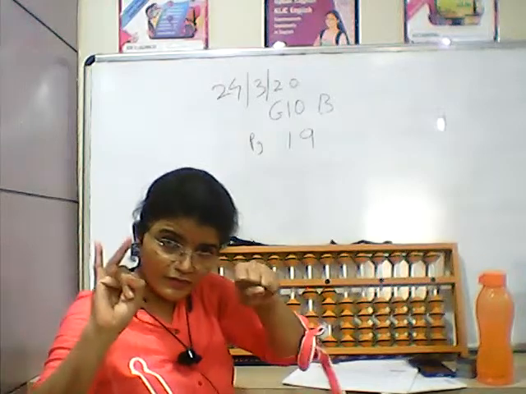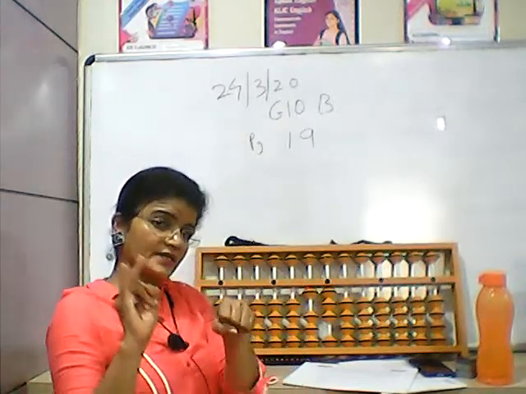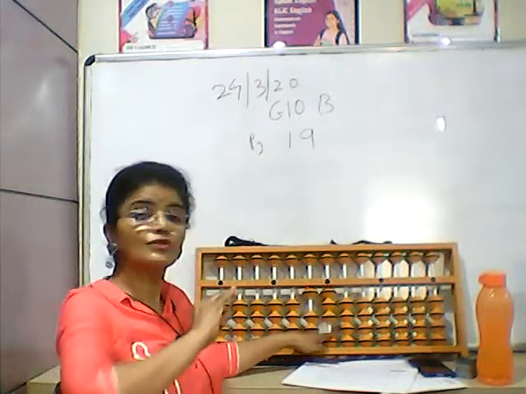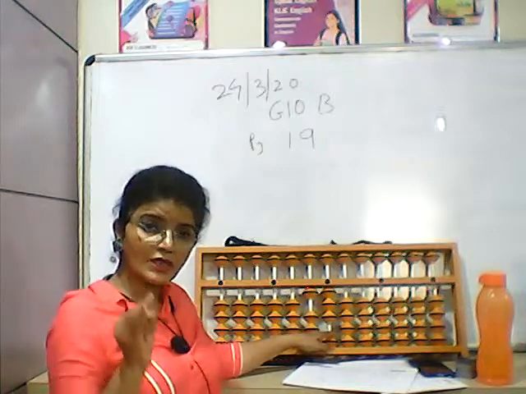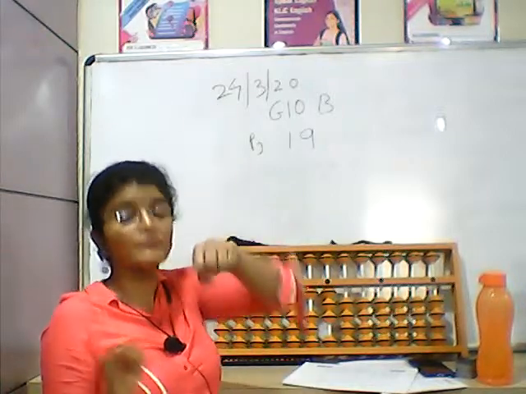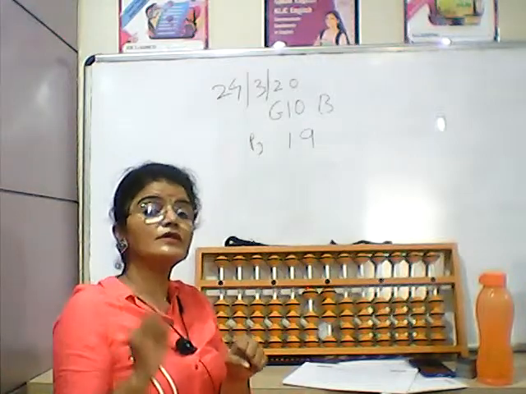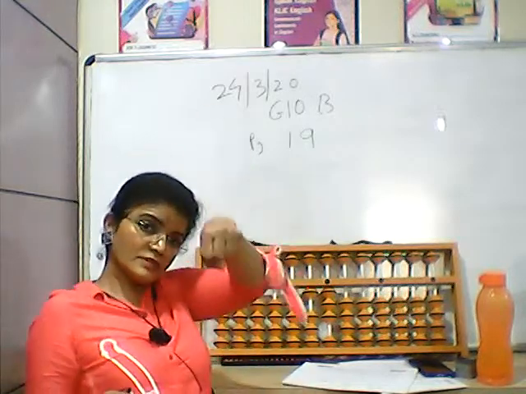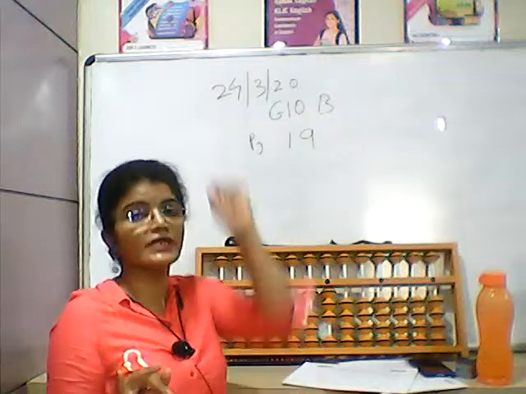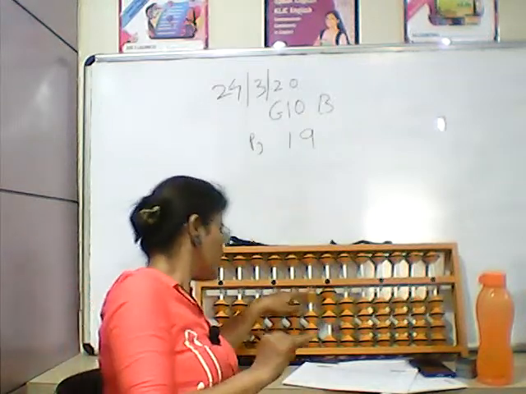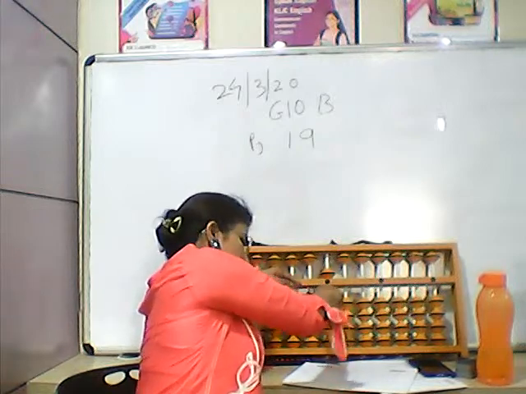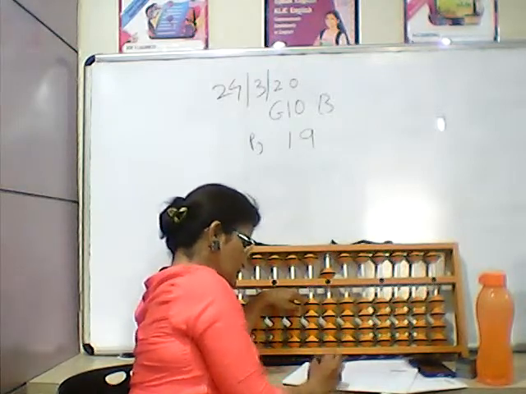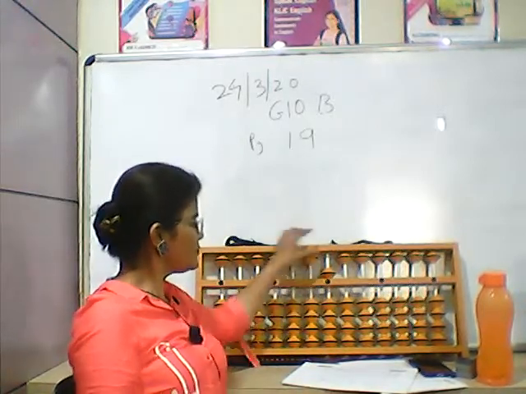Minus 8. 8 ka friend plus 2. Plus 2 to nahi hai. So mix complement. Minus 10, plus 5, minus 3. 10 down, 5 down, 3 down. The answer is 5. Sum number 7.